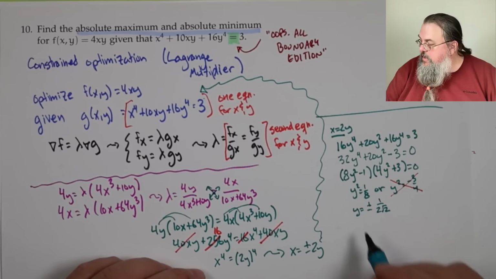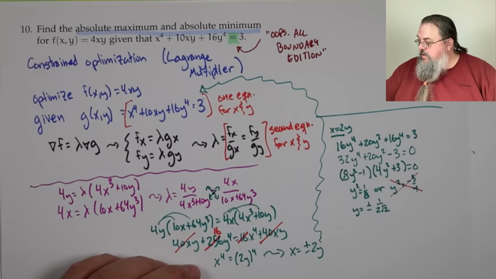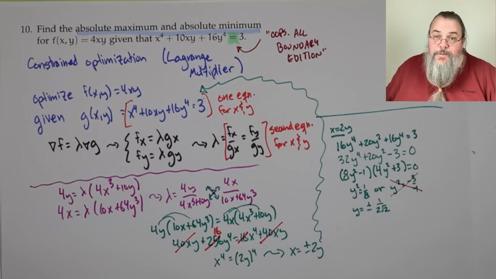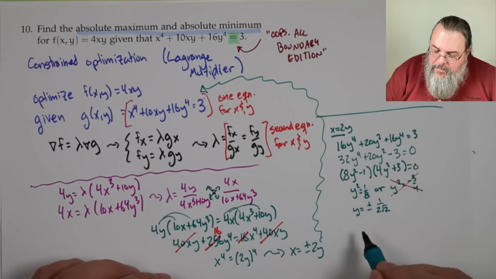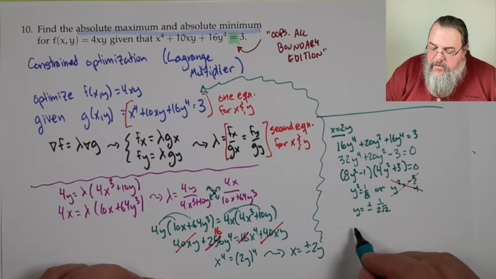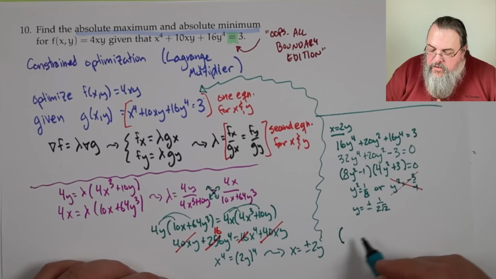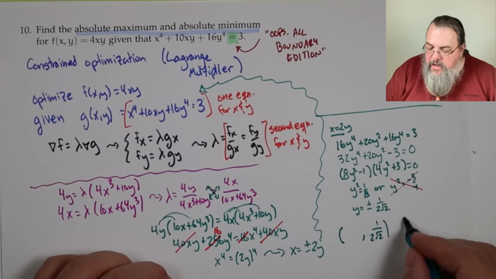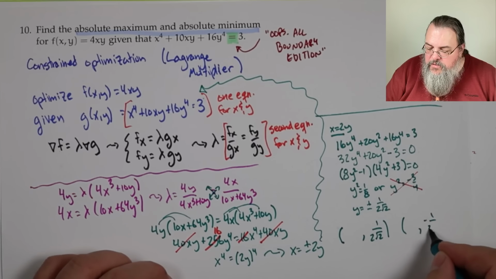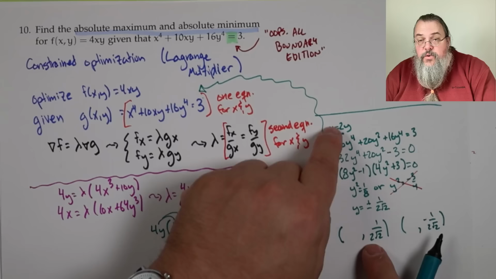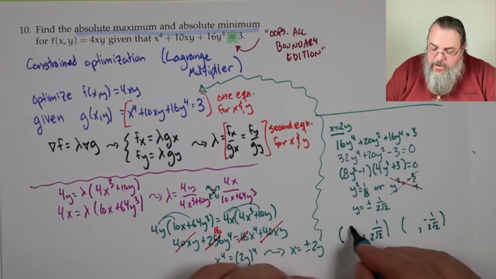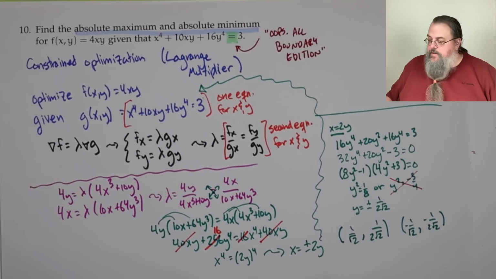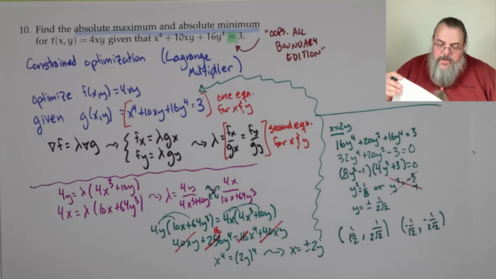I think I'm going to run out of space here. Do I have some paper? Yeah, I've got some spare paper. Don't worry, we'll get the whole problem on the next 1.5 pages. So we get two candidate points. We have 1 over 2 root 2 and minus 1 over 2 root 2. X is 2 times that, so you get 1 over root 2 and minus 1 over root 2. All right, good.